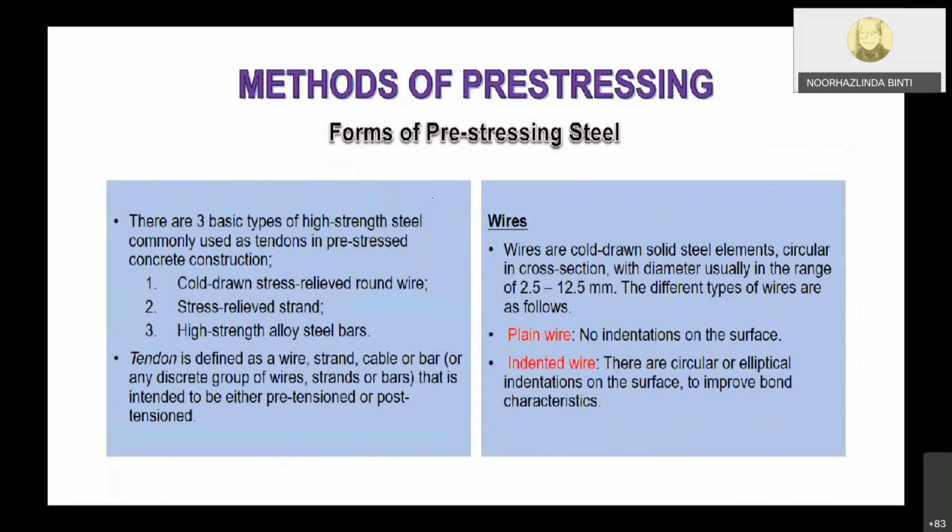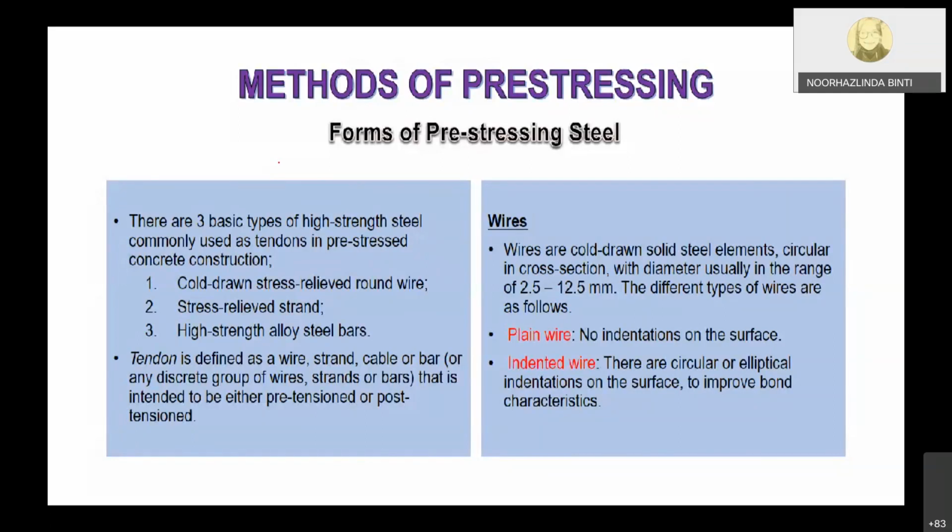Okay, method of pre-stressing. When we're talking about pre-stressing, there are two methods: either pre-tensioning or post-tensioning. So there are two ways. Before we go to those methods, let's see forms of pre-stressing steel. There are basic types of high-strength steel listed here. As you can see in the slide: cold drawn stress relief round wire, stress relief strand, and high strength alloy steel bars. So what is tendon?